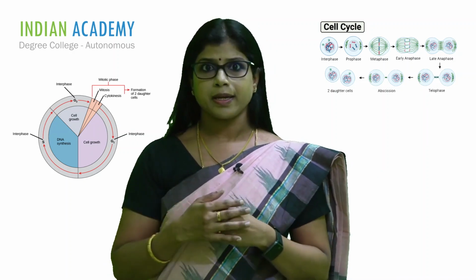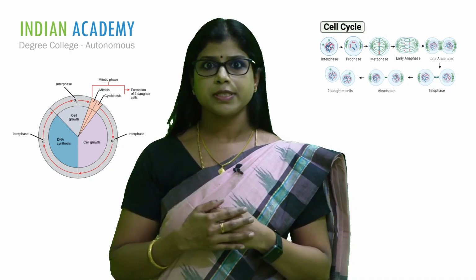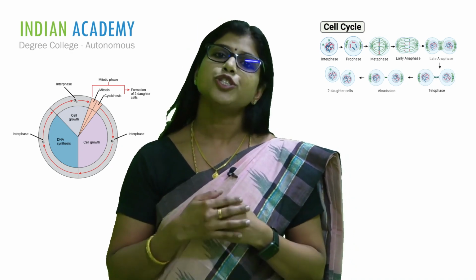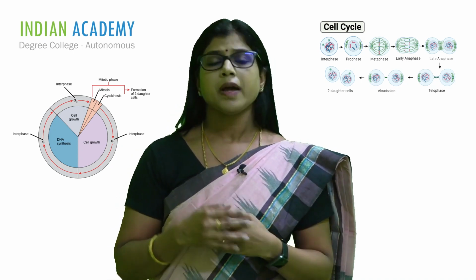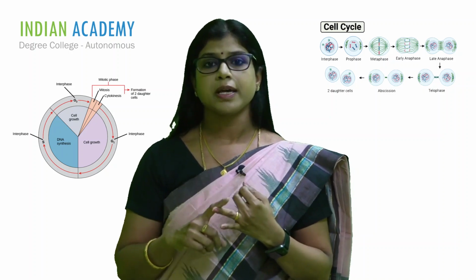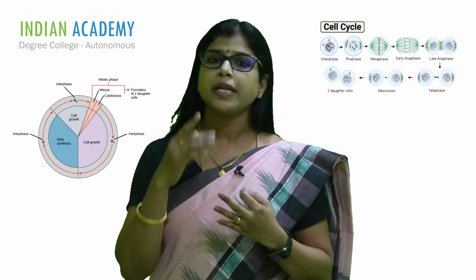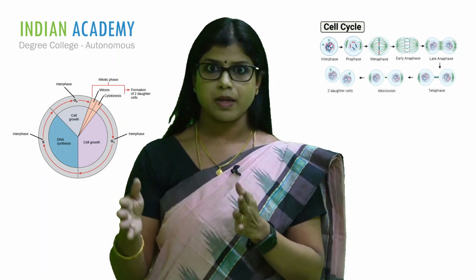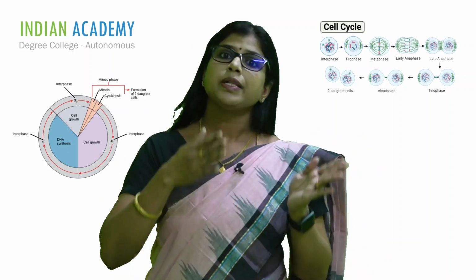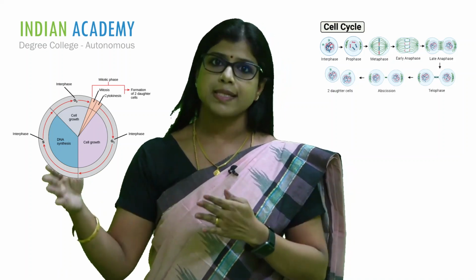In order to check that the entire cell division takes place accurately without any error, there are certain checkpoints in the cell cycle. There are three major checkpoints. The G1 checkpoint ensures that the cell is ready to enter from G1 to S phase. Once the cell proceeds from the G1 to S phase, it will commit itself to continue the cell cycle.